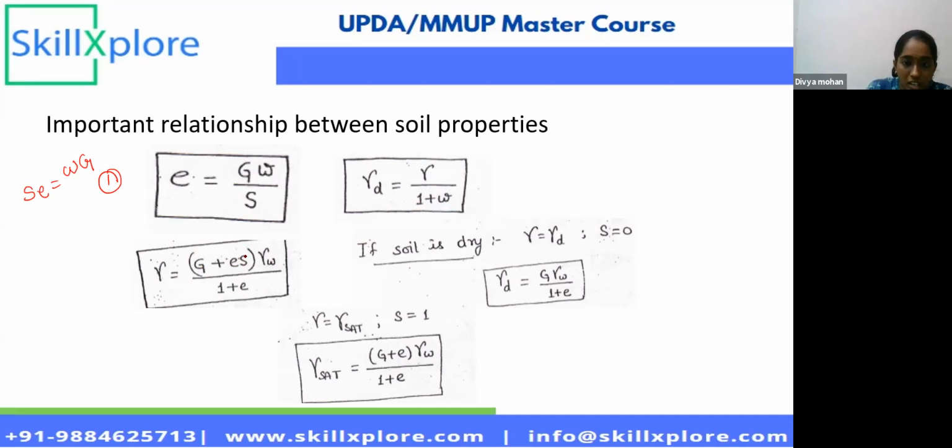by 1 plus e. For a dry soil, the degree of saturation will be 0, so this term becomes 0, and gamma d equals G gamma w by 1 plus e. And for saturated soil, this S value will be 1, so it becomes (G plus e) gamma w by 1 plus e.